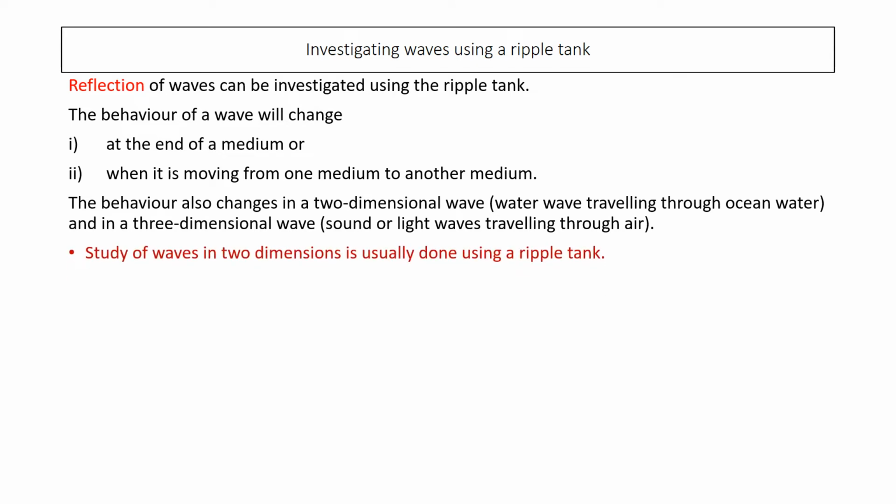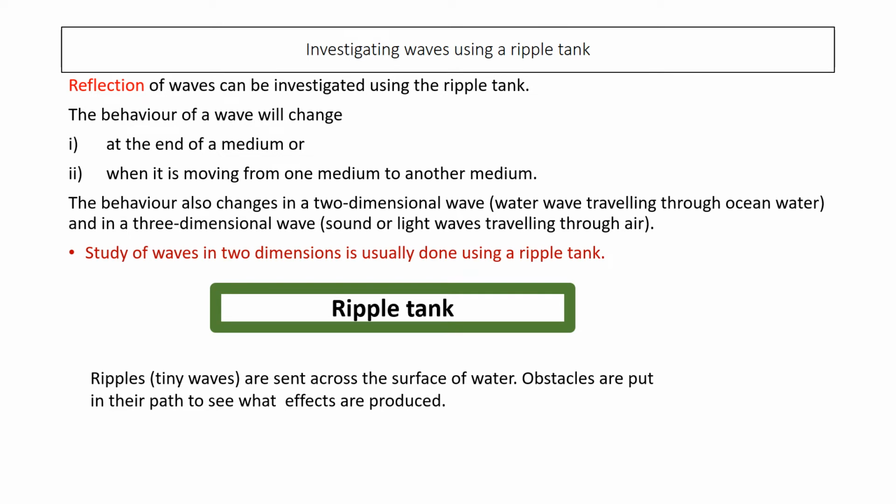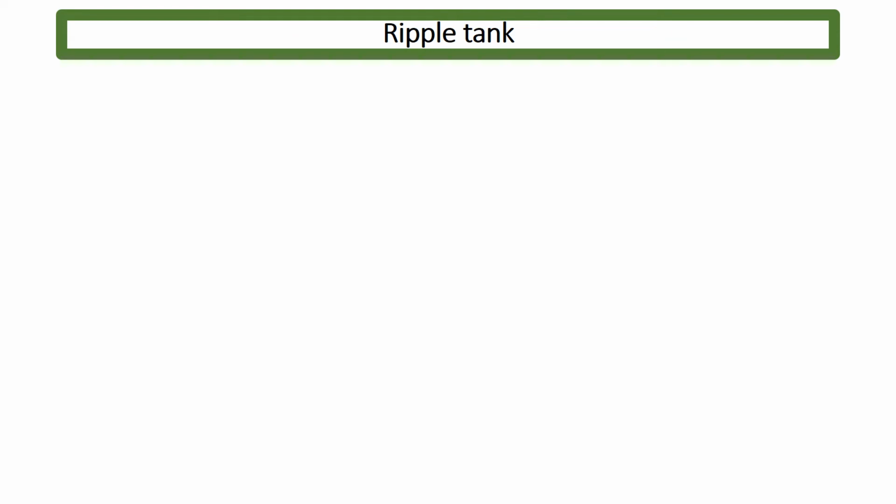The study of waves has 2 dimensions and is usually done in a ripple tank. It's difficult to investigate sound or light waves in a ripple tank because we can only really investigate 2-dimensional waves. Ripples are tiny waves sent across the surface of water, a bit like when you throw a stone into a pond and see ripples on the surface. Obstacles are put in their path, such as blocks or bricks, and we see what effects are produced. You could be asked to describe these effects in an exam. So let's have a look.